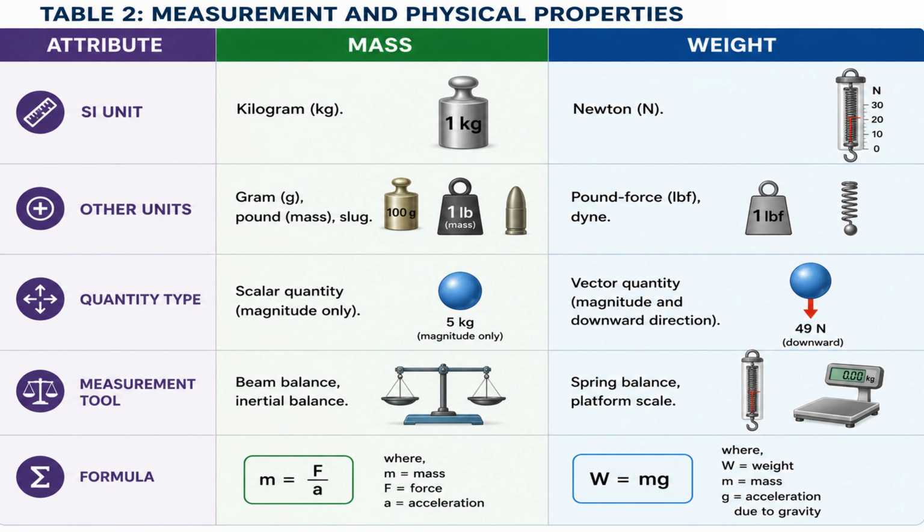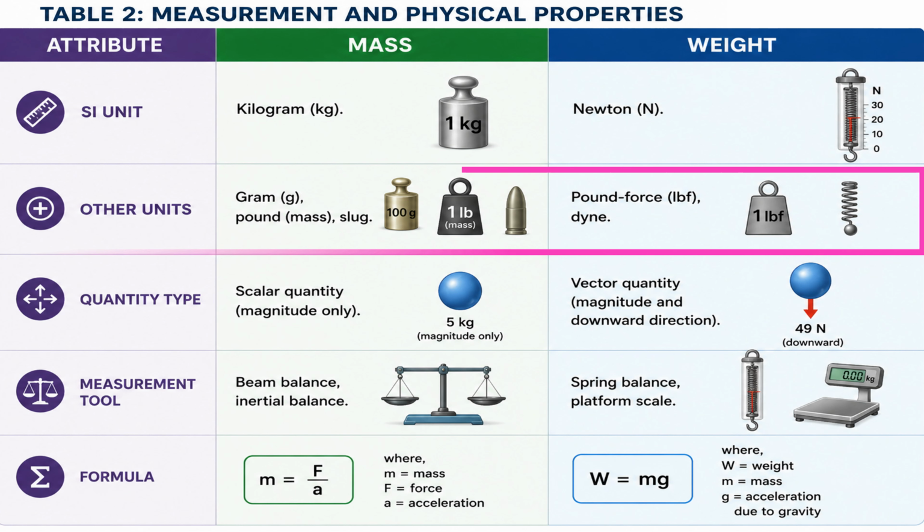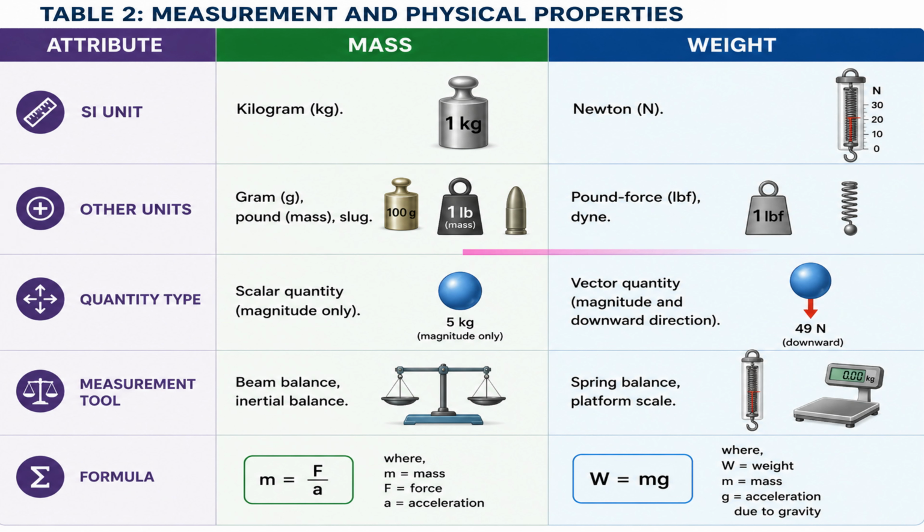Now, let's compare the measurement and physical properties of mass and weight. SI unit. Mass is measured in kilograms, or kg. Weight is measured in newtons, or N. Other units. Mass can also be measured in grams, pounds mass, and slugs. Weight can also be measured in pound force and dynes.